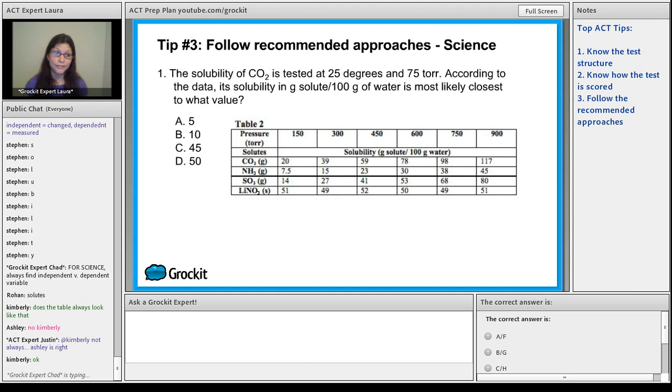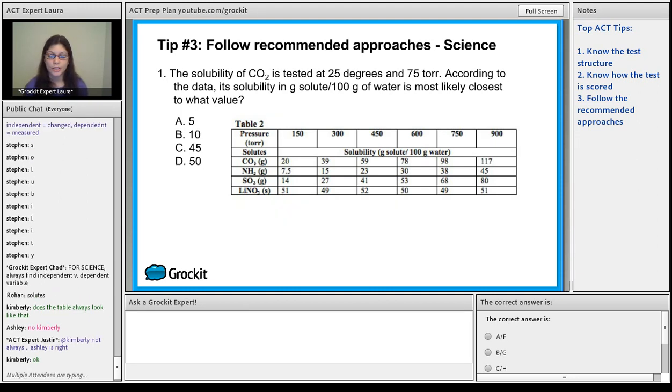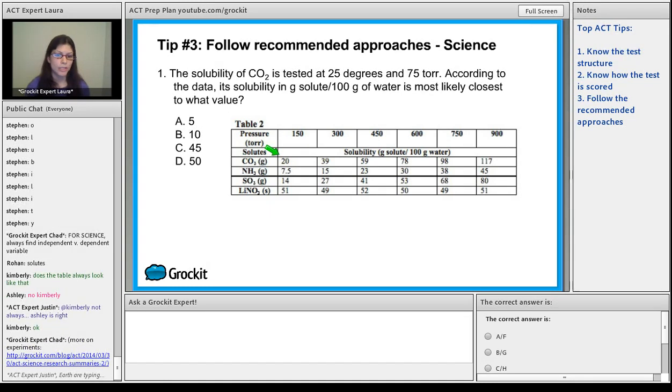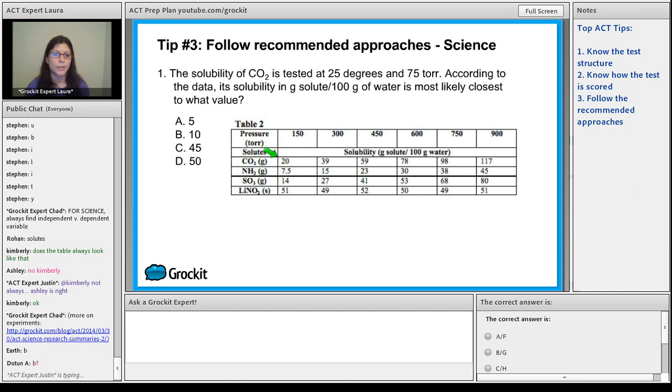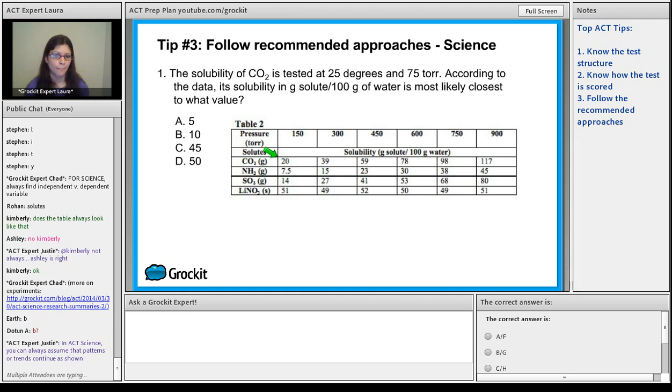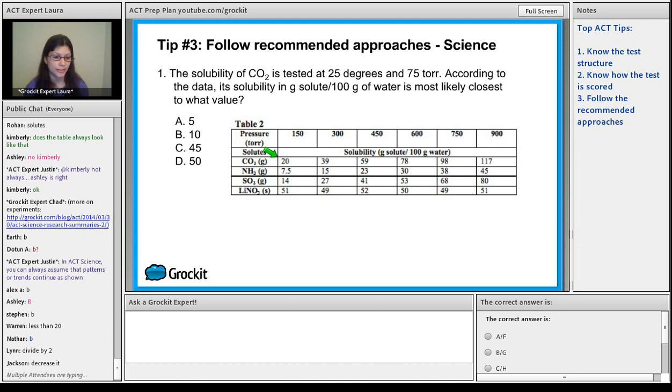I see 150. This is an excellent example of how they want you to know that the trends stay the same. So we need CO2, and we have 150. 150 is 20. 300 is about 40. So what do we do with that number 20? What would you do with the number 20? It's got to be less than 20, so answer choices C and D are out.